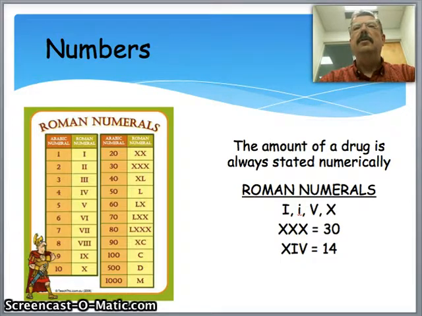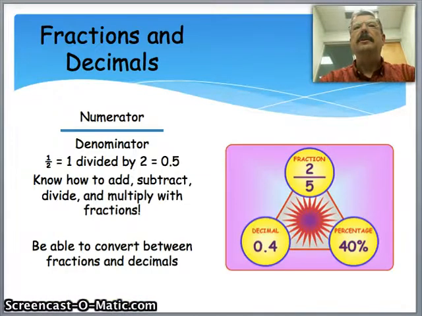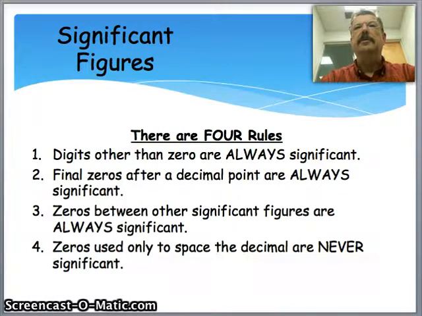Numbers include Roman numerals, fractions and decimals, with the numerator on the top and the denominator on the bottom. 1/2 is equal to 1 divided by 2, which is the same as 0.5. I expect you to know how to add, subtract, divide, and multiply with fractions. Be able to convert between fractions and decimals.